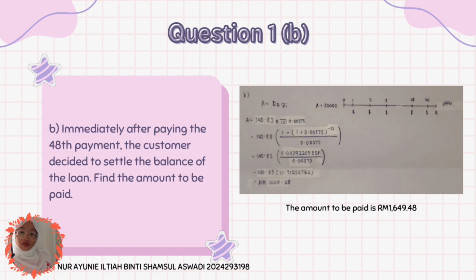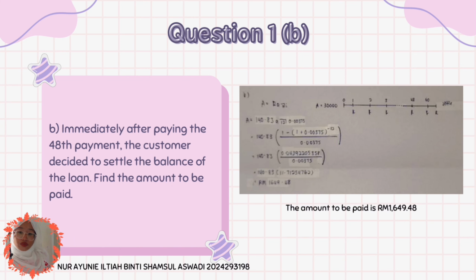Question 1B. Immediately after paying the 14th payment, the customer decided to settle the balance of the loan. Find the amount to be paid. We will use the same formula from before. So A equals R open bracket 1 minus open bracket 1 plus i close bracket to the power of negative n over i close bracket. i equals 0.045 over 12 and negative n is negative 12.